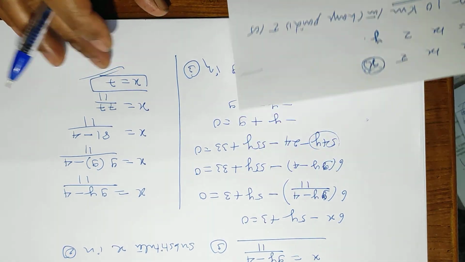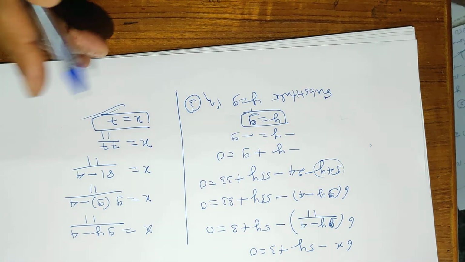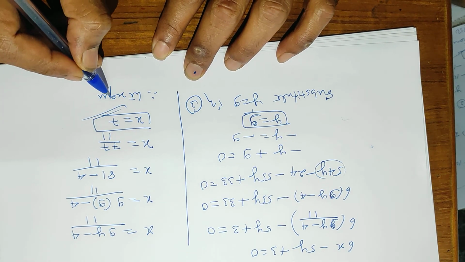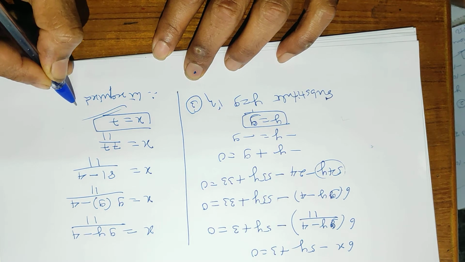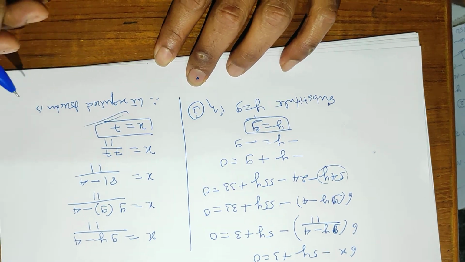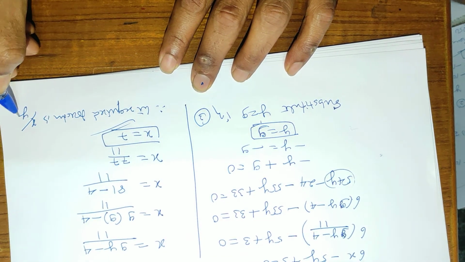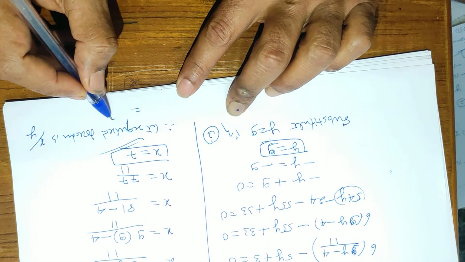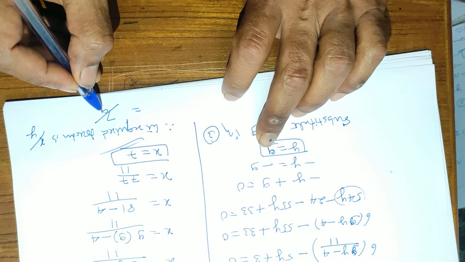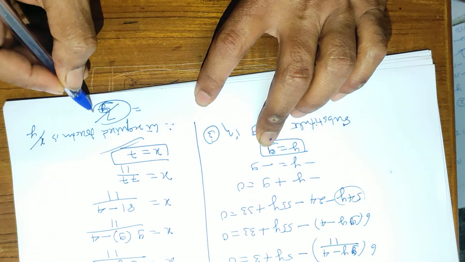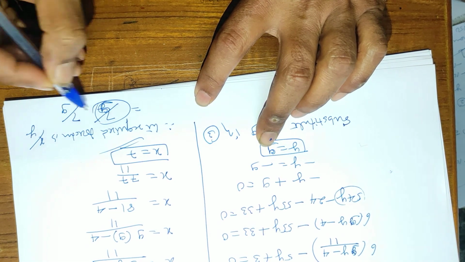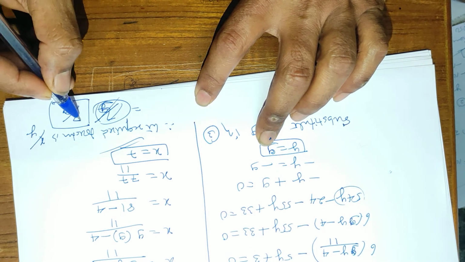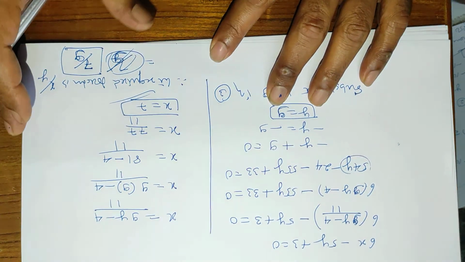We have to write the fraction. Therefore, the required fraction is x by y. In the place of x you have to write 7. In the place of y you have to write 9. 7 by 9. This is the required fraction.